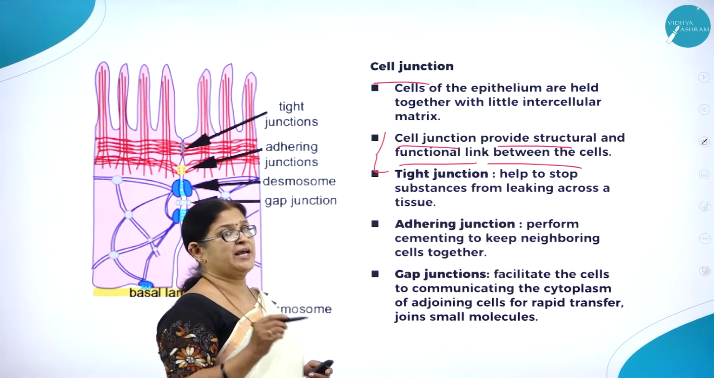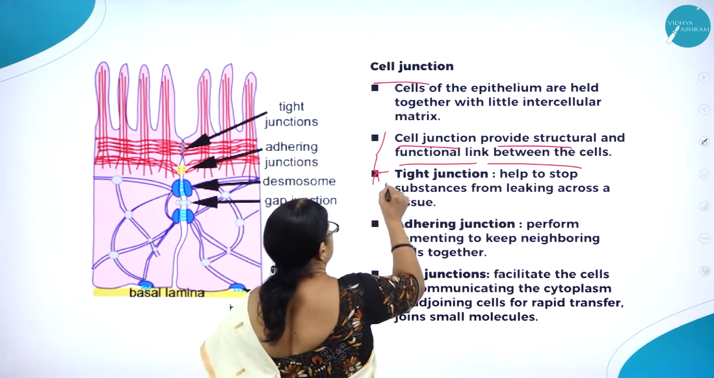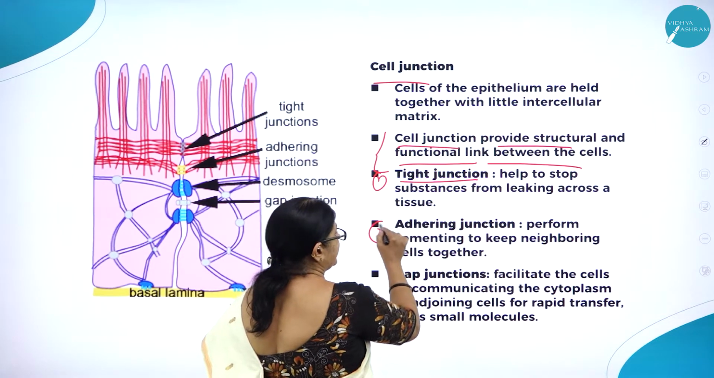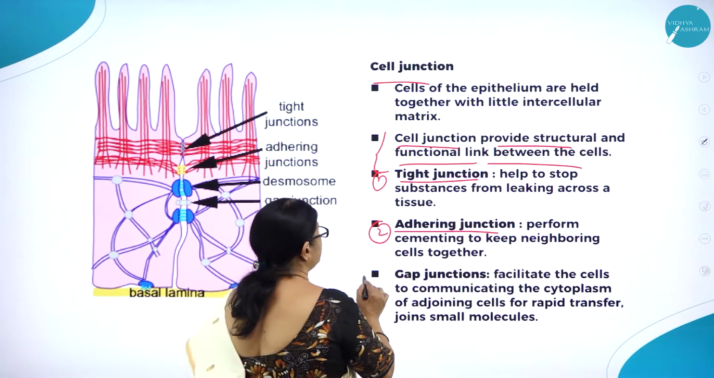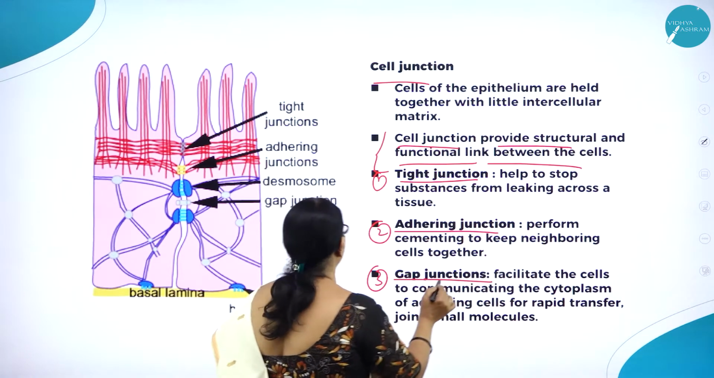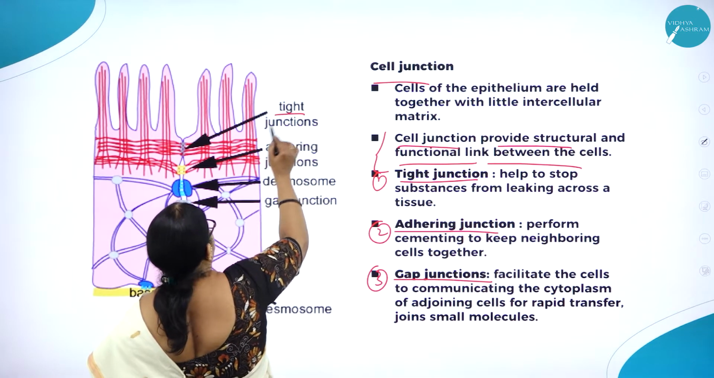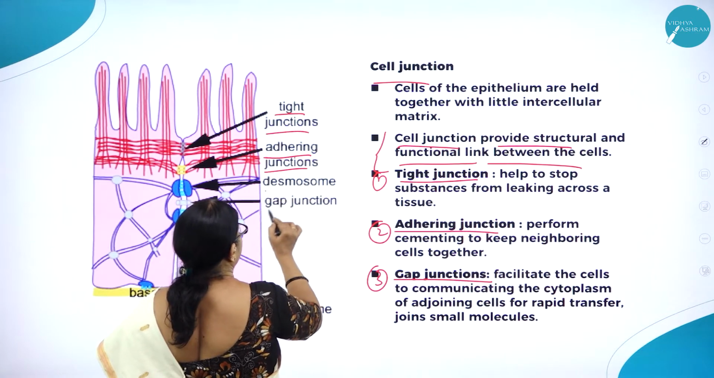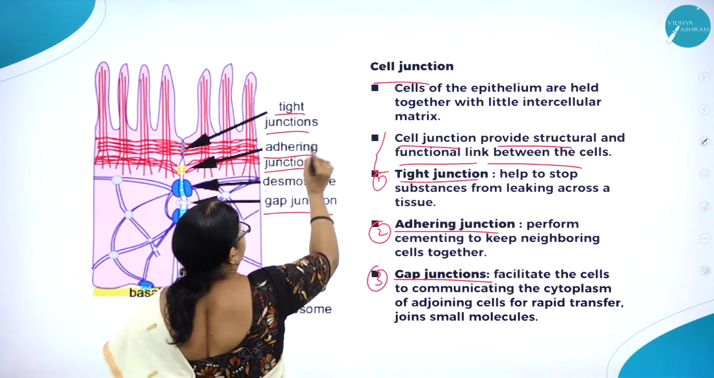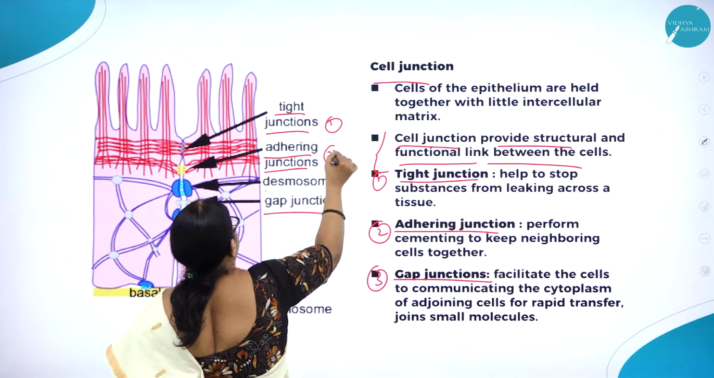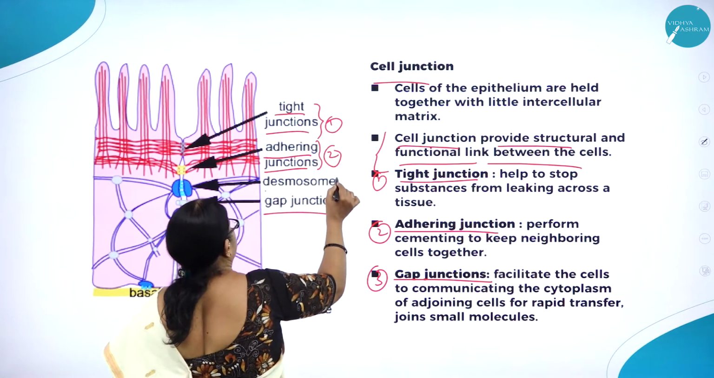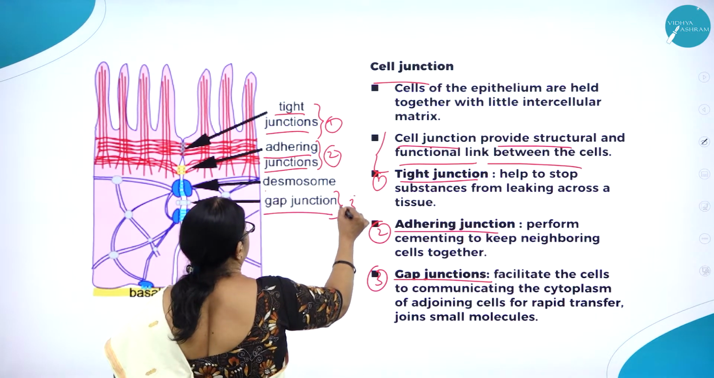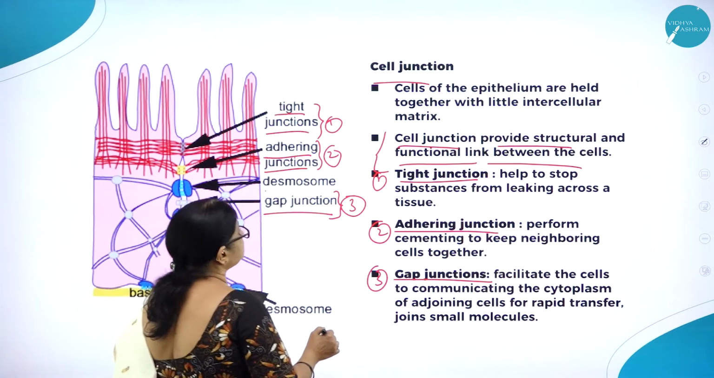So there are three types of cell junctions. One is called the tight junction. Second one is called the adhering junction. And third one is called the gap junction. So here you can see tight junction, adhering junction and gap junction. So the first one is tight junction. This is the tight junction. And this is called the third one, gap junction.